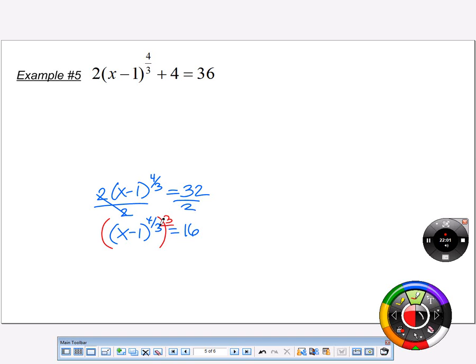Good. 3 over 4. Okay? And this is the same thing. And this is why we talked about our rational exponents yesterday and how they work. So we get x minus 1 on the left side because 4/3 times 3/4 just becomes 1. And on the right side, we have 16 to the 3/4. Okay, what are we really doing when we apply a 3/4 power to both sides of the equation?